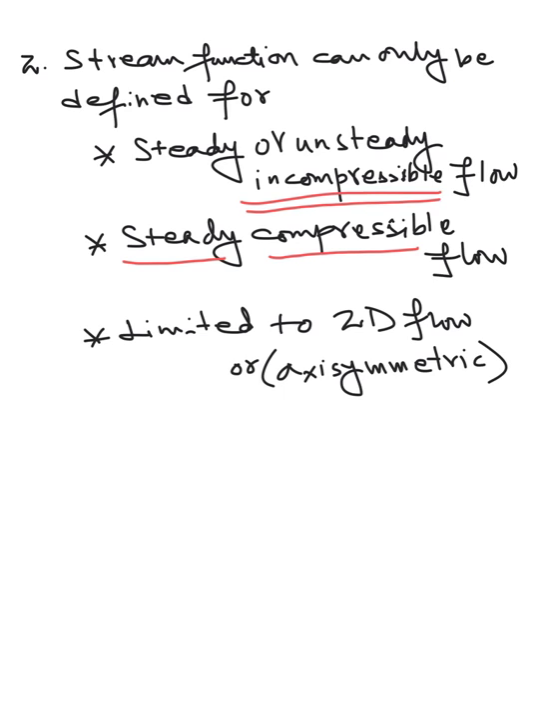So a stream function allows us to work with a scalar function instead of a velocity vector. That is, by defining a stream function for a particular flow field, we can easily calculate the velocity components and subsequently perform the flow analysis. Flow analysis means I can easily calculate the pressure distribution, the volumetric flow rate, and so on.